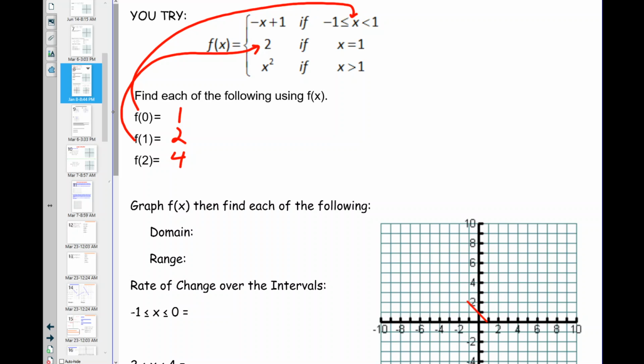Of these, which one would you say would be the easiest one to graph? Yeah, the one in the middle. It's just a constant, which is normally a horizontal line, but this one, the interval is infinitely small. It's just a point. It doesn't stretch out anywhere. So I would just put a point at 1, 2. So 1, 2, put a point there.